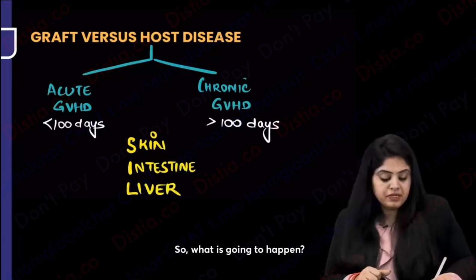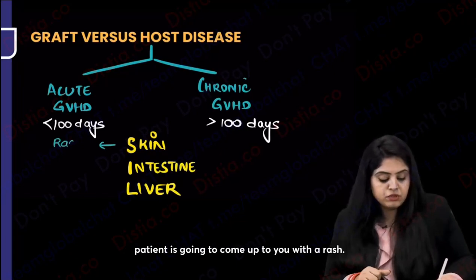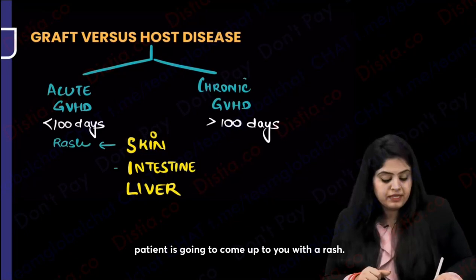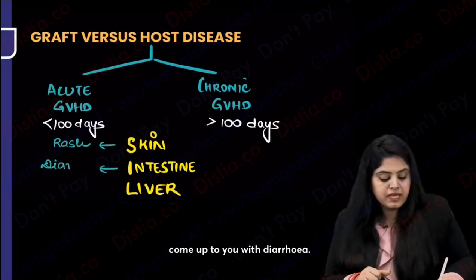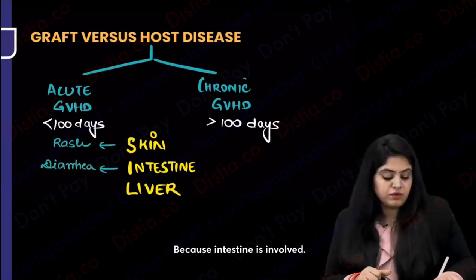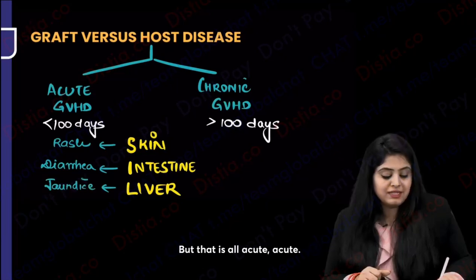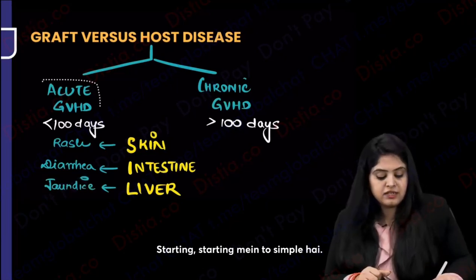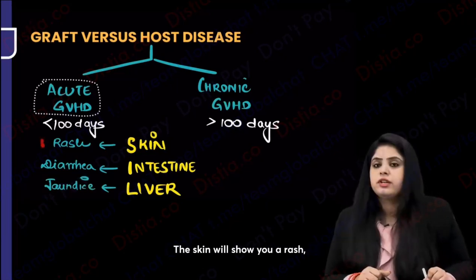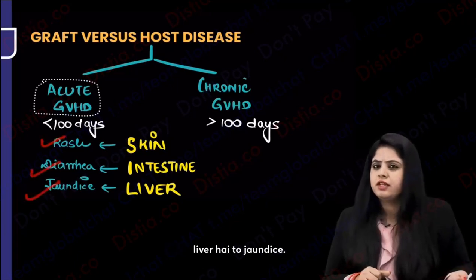So what is going to happen? The skin is going to come up, the patient is going to come up to you with a rash. Next, the patient is going to come up to you with diarrhea, because the intestine is involved. The patient is going to come up to you with jaundice because the liver is involved. But that is all acute. Starting mein toh simple hai. The skin will show you a rash, intestine will show you diarrhea, liver hai toh jaundice.